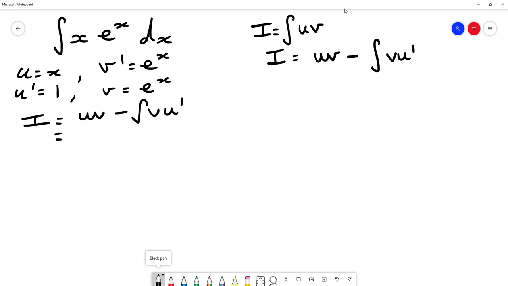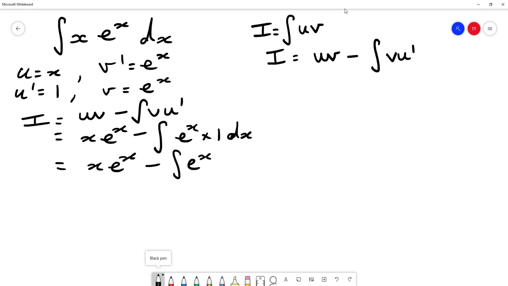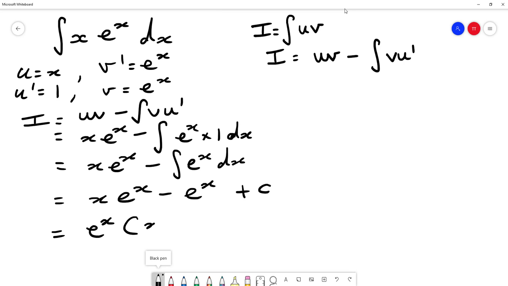So that's going to be x times e to the x minus the integral of e to the x times 1 dx. Well, that's going to be e to the x. That's going to be x times e to the x minus e to the x, and that's x e to the x minus e to the x plus c, because indefinite integration. Take e to the x out, it's a common factor. So we get e to the x bracket x minus 1 plus c.